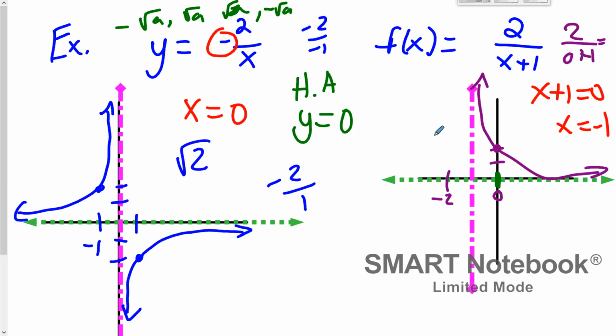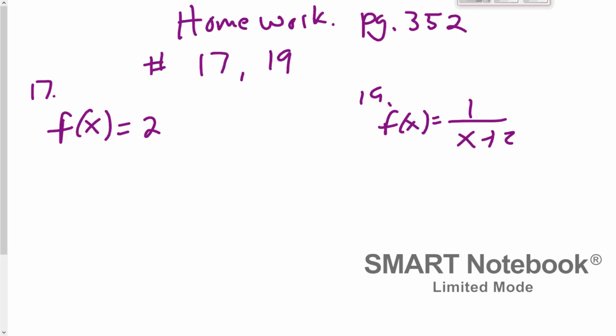Plug in negative 2, and negative 2 plus 1 is negative 1, over 2, so I have 2 over negative 1, which is negative 2. So at negative 2, I'm down at 1, 2. So I'm right here. I'm going to go up and approach, to the left, that horizontal asymptote, and go down and approach the vertical. So there's my graph, all done. Basically, I want to have the horizontal asymptote, the vertical asymptote, and then just one point on each branch.